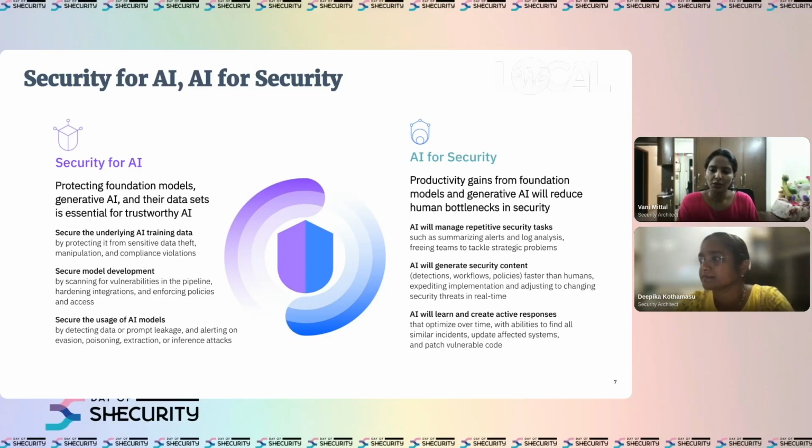Securing underlying training data, securing model development, and securing the usage of AI models. On the other hand, when the pace of innovation is high, as is the case with Gen AI, security can often take a back seat. Fortunately, AI itself can come to the rescue here. So AI can help us fortify cybersecurity. AI can analyze data to detect threats early, automate incident responses for faster, more effective mitigation, and ease the workload on human operators. That is AI for security, which is shown on the right side here.